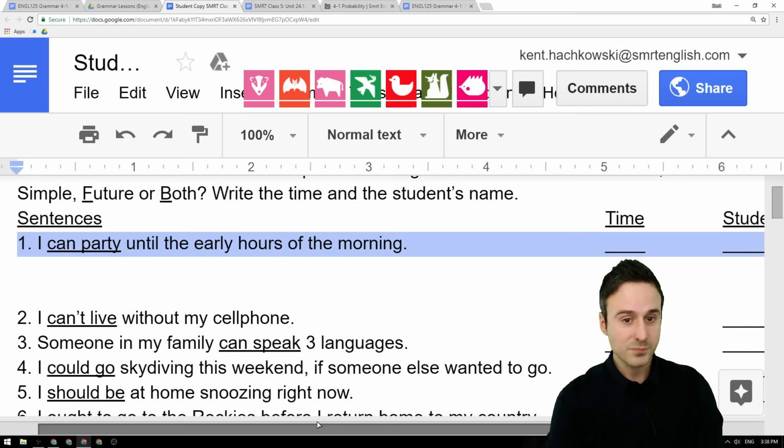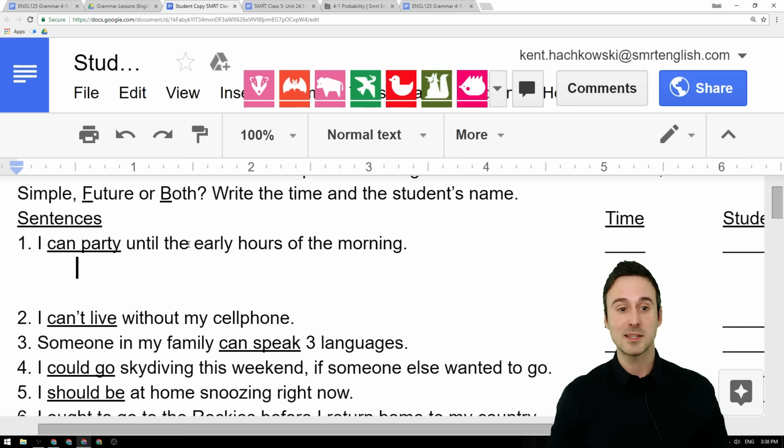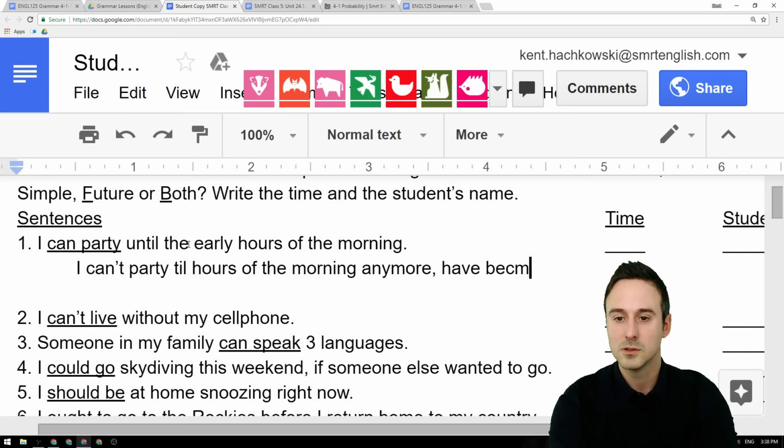All right, so the first sentence is number one. Let's start with that. Some of you guys can do this: "I don't think I can do this anymore, but I can party until the early hours of the morning." Okay, so if you agree, please tell me, can you do that? I'll be honest, I cannot. I'm going to change my answer. Well, actually, that's not totally true. I can't party till the early hours of the morning anymore. I have become too old.